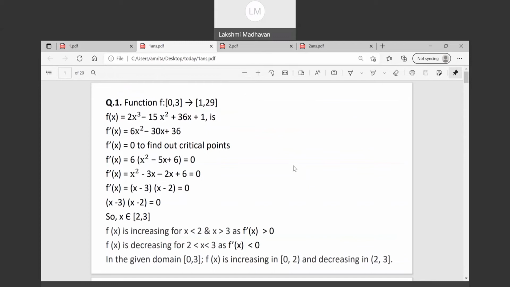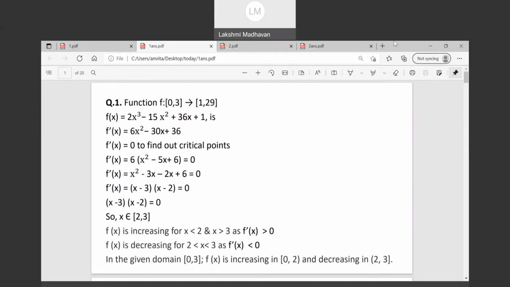Whatever is given in the question, I have written it here. We have the function f of x equal to 2x cube minus 15x square plus 36x plus 1, and we have the intervals given. What we are going to do is find the critical points. We'll find f dash of x and equate it to 0. That's the first step we are going to perform.